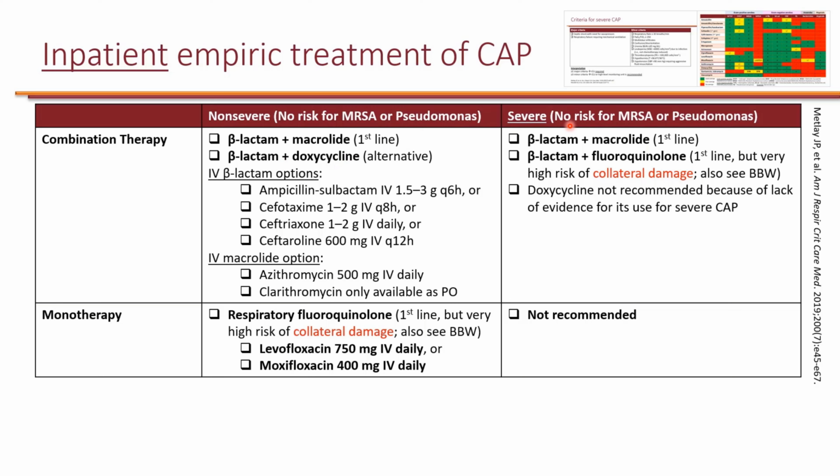Now, when it comes to severe CAP, we actually do not use monotherapy with fluoroquinolones. Because of the increased risk of mortality, we want to make sure that we have a combination that is very likely to be active against the likely causative agent. So we use a combination of beta-lactam plus macrolide or beta-lactam plus a fluoroquinolone, and both of them are considered first line. And of course, the preference will be beta-lactam plus macrolide because of the collateral damage of fluoroquinolone. Now, doxycycline is not listed for severe, again because of the lack of evidence with doxycycline, and we don't really want to take a chance with severe because of the increased risk of mortality.